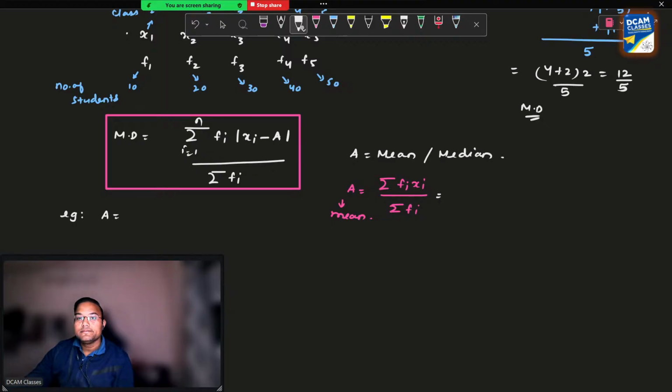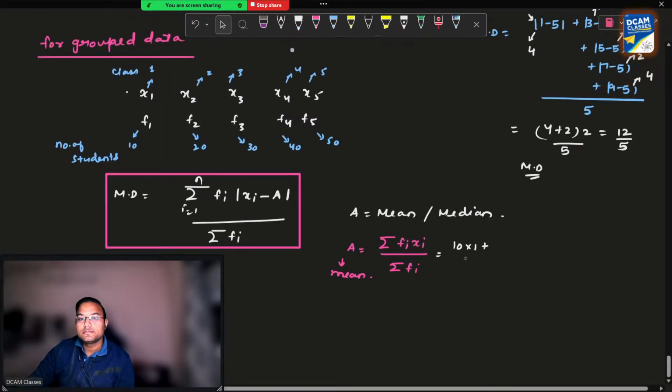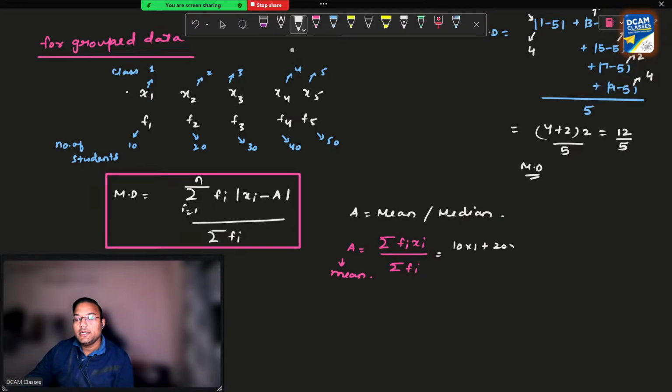That is 10 into 1 plus 20 into 2 plus 30 into 3 plus 40 into 4 plus 50 into 5. The frequency corresponding to each class is multiplied with the observation. Divided by sigma fi, which is 10 plus 20 plus 30 plus 40 plus 50. This is how you calculate the mean value.